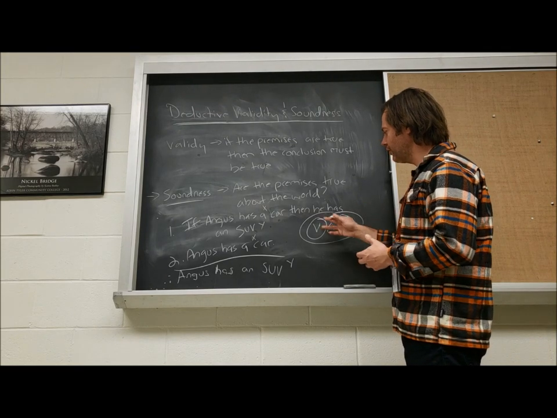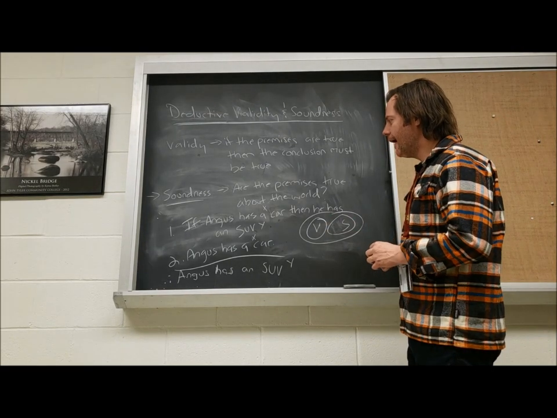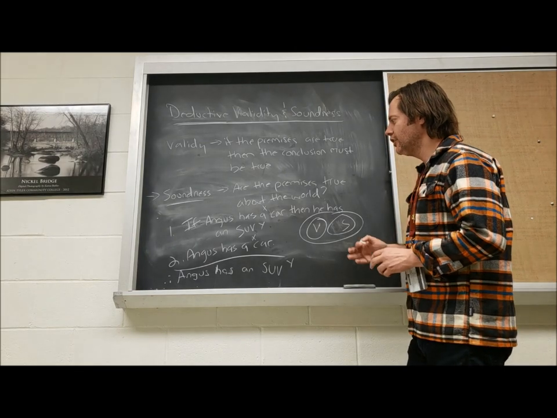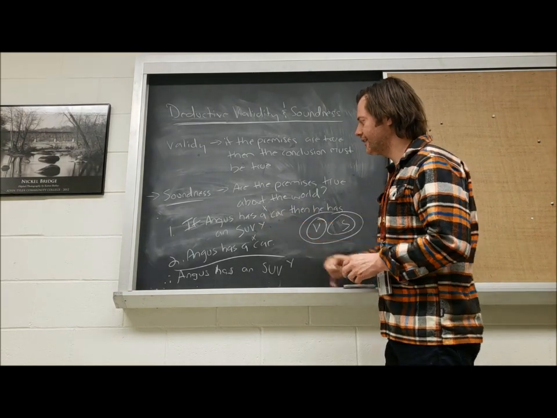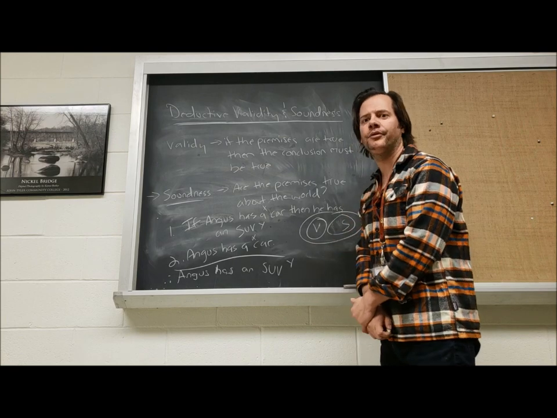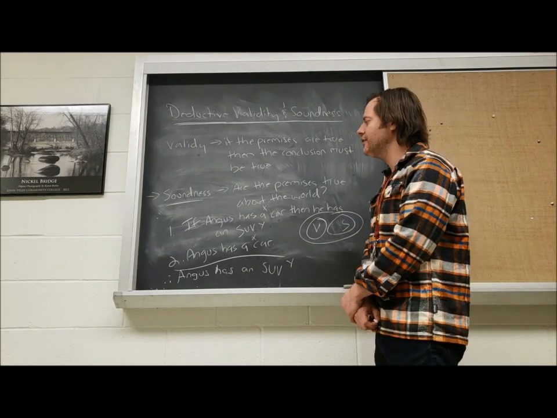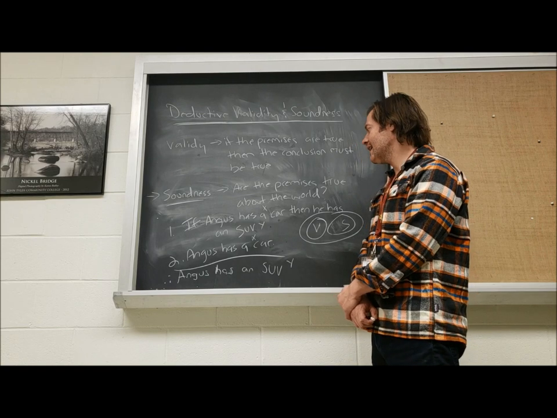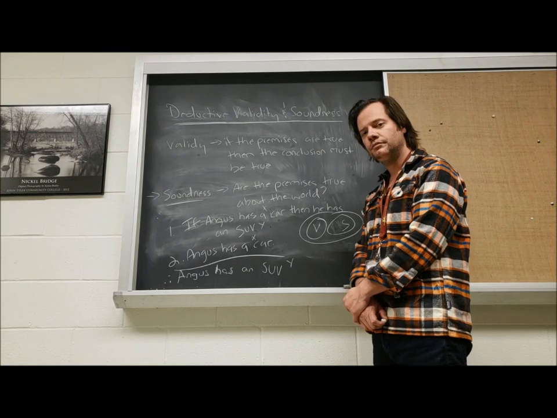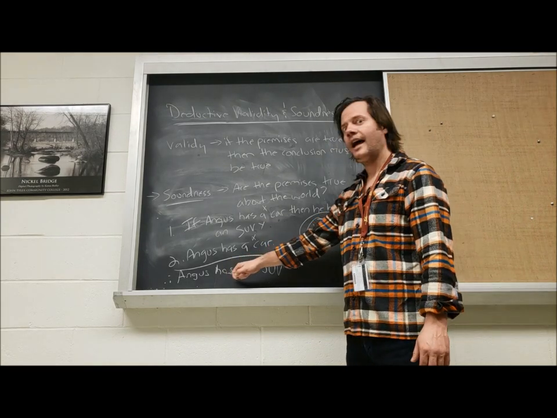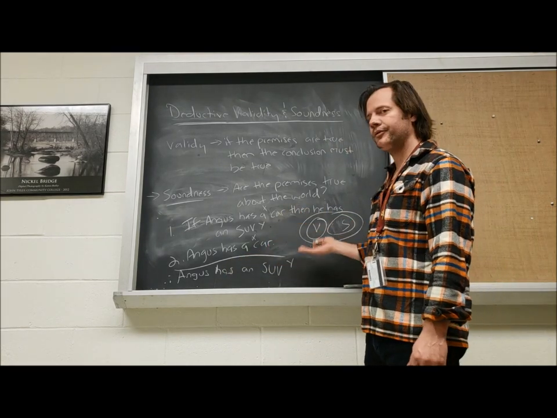Some other things I want to show you, and then we're going to go back to this valid and sound thing. One way to ask yourself, if you're not sure about validity, is to ignore what they say. Instead of using Xs and Ys, use things like apples and fruit, or apples, oranges, and fruit, whatever you need. So if I change this to, if Angus has an apple, then he has a fruit. Angus has an apple, therefore Angus has a fruit. You would accept that because all apples are fruit, right?